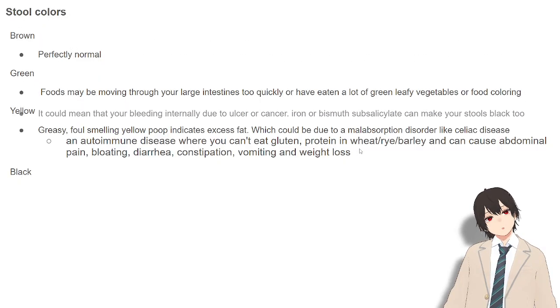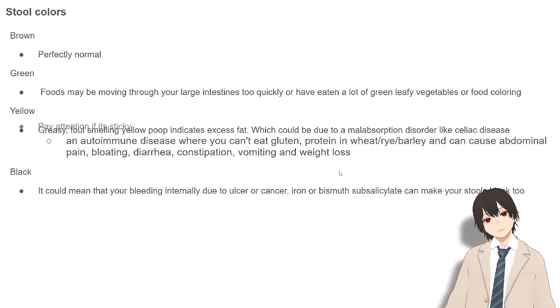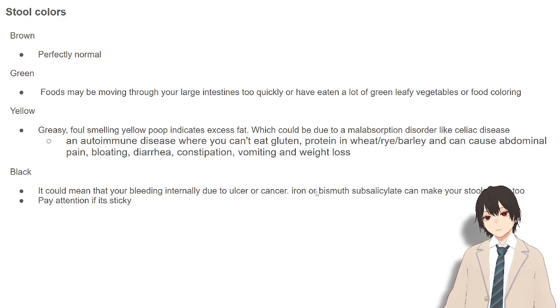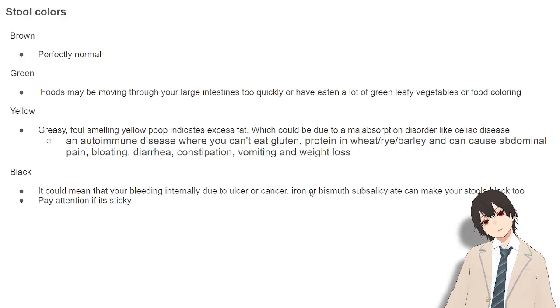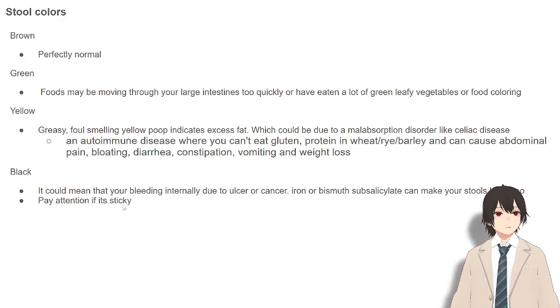Black stool, it means that you're bleeding internally. Keynote, this is kind of like medium yield, I would say. Iron can make your stools black too, so you don't need to call the doctor if they had iron recently replaced or an iron supplement. You can just be like FYI, but they're probably gonna be like, yeah, okay, duh. Pay attention if it's sticky.